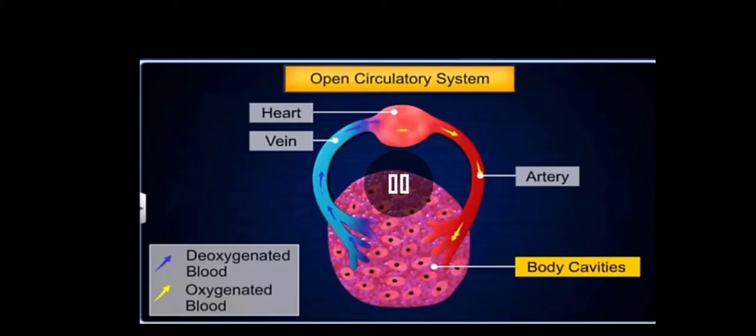The blood from the heart passes through large blood vessels and reaches body cavities or body spaces called sinuses. And in the sinuses, the body organs are bathed. So we can see the yellow arrows representing the oxygenated blood, and from the tissues, the veins carry the deoxygenated blood back to the heart.